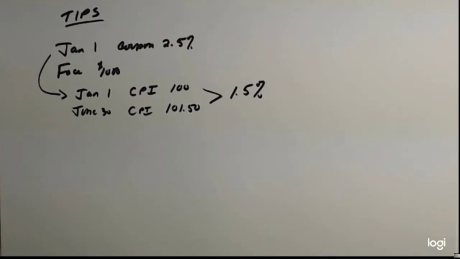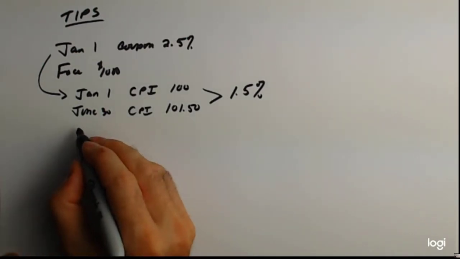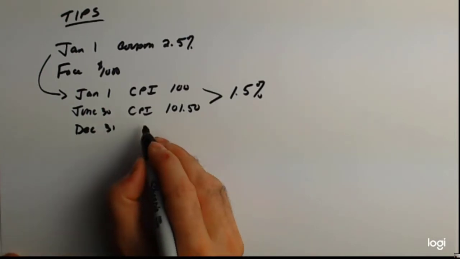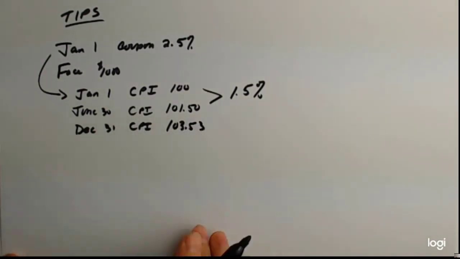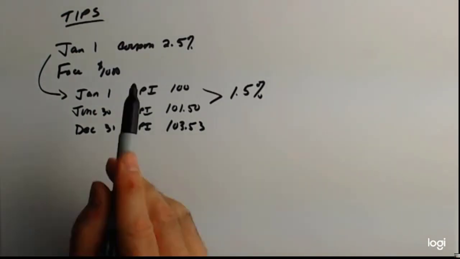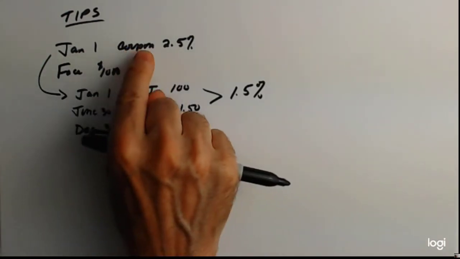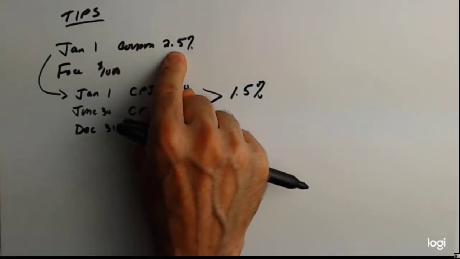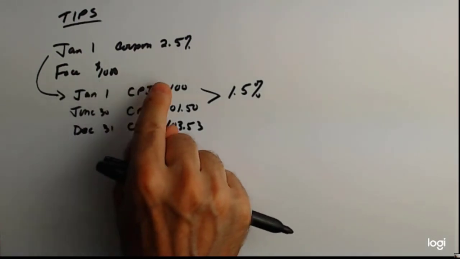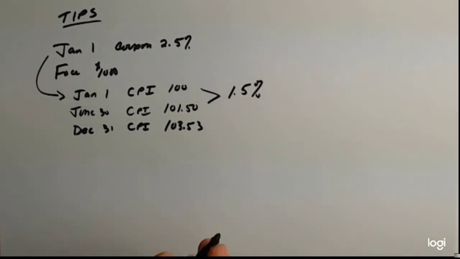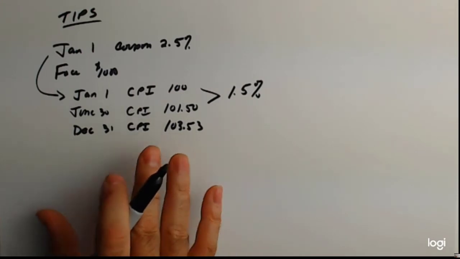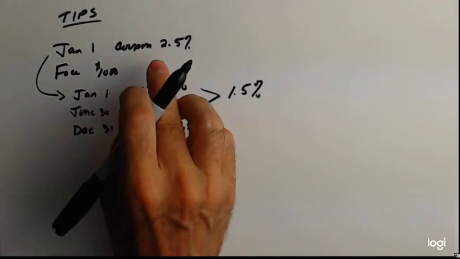Then we have to go one step further. Let's look at what happens when the CPI ends up to be 103.53 at December 31st. Okay? So what we're going to do is look at a TIP bond, a Treasury inflation protected bond. It has a coupon rate of 2.5%, face value 1,000, and here's what's going on in the economy. Now let's look at how this bond is going to keep up with inflation.